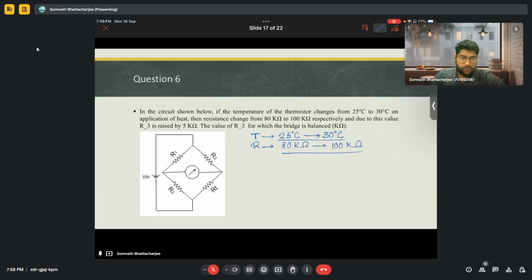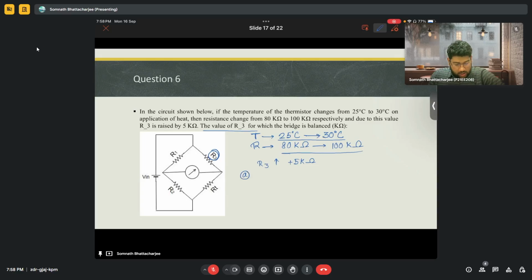In the previous question, we calculated these values from the curve itself, while here we have already got the data directly from the question itself. Now, due to this change there is a change in R3. R3 increases by 5 kilo ohms. So we need to determine the value of R3 here.